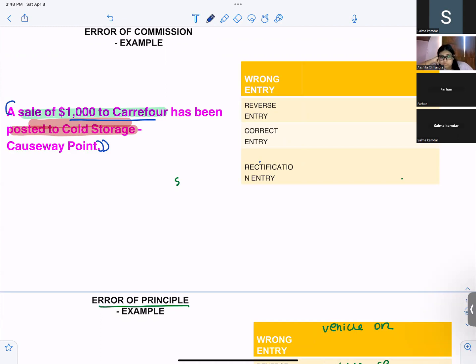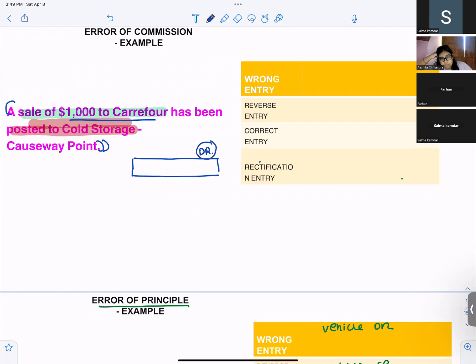Can you give me the entry for credit sales? Credit sales. Sales are credited and Carrefour is debited. Sales will be credited, and whatever is the name of the person, the name of the person will be debited. Are you with me? Yes. Have you done any mistake in sales? No. So the mistake has been done only in the debit part. Are you with me? Yes. Okay. So I will treat only the debit part.